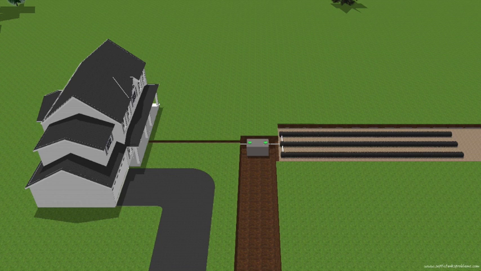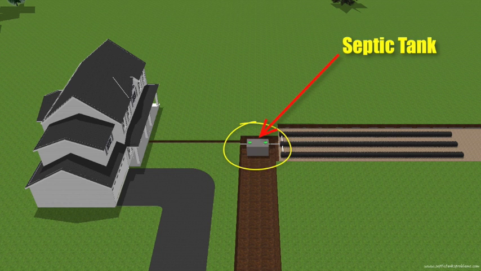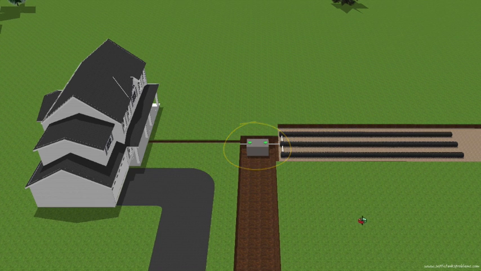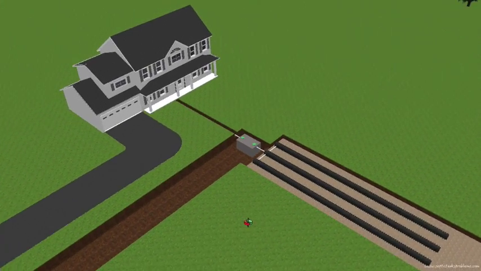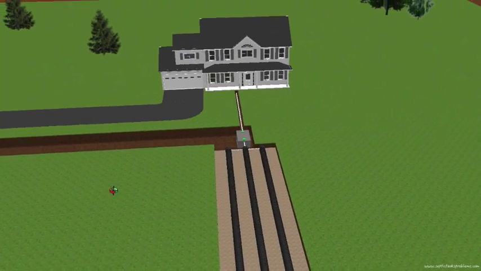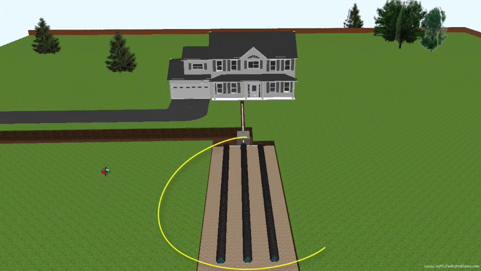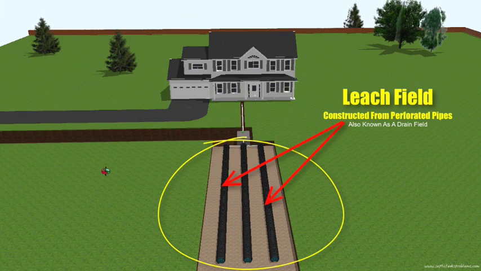So, what is a septic system? A septic system is an on-site wastewater treatment system. And a septic system comprises two main components. A septic tank, which is a buried watertight container, typically made of concrete, fiberglass or plastic. The second is a drain field, or leach field as it's sometimes known. The drain field is a system of distribution pipes and gravel, and it allows wastewater to be biologically treated by the surrounding soil.